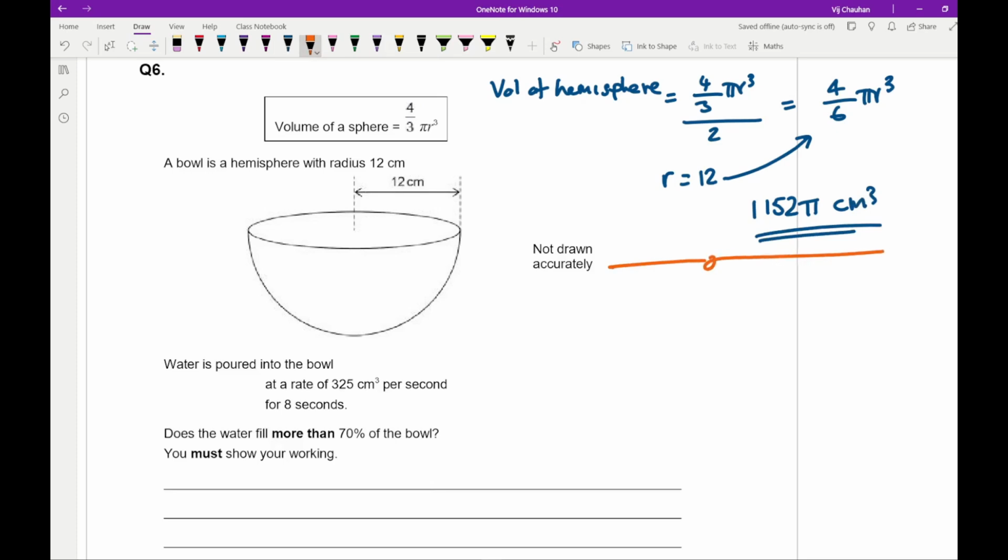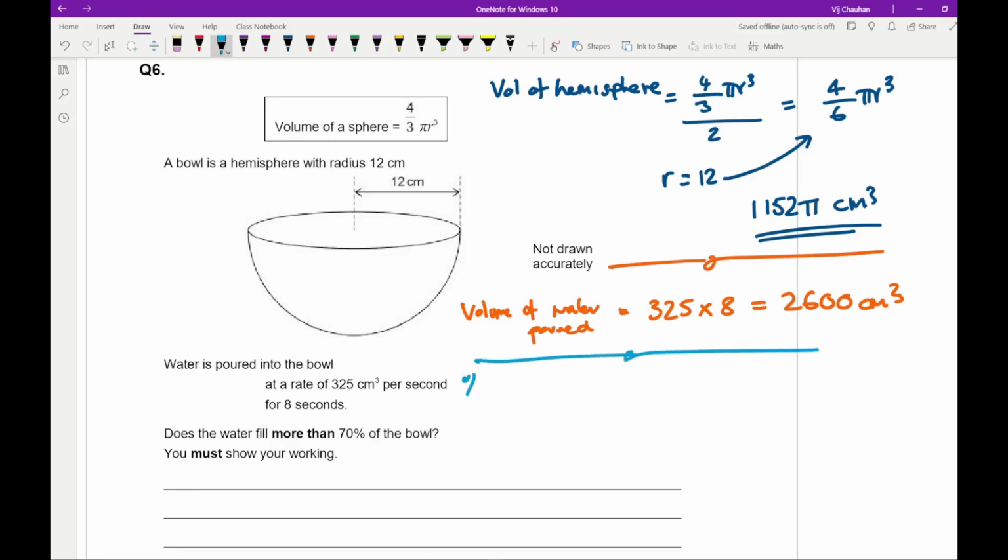So the next thing for me to do is to find out the volume of the water poured. So we've been told it's going to be 325 cubic centimetres for 8 seconds. So it's going to be 325 multiplied by 8, which gives me an answer of 2,600 centimetres cubed. So now all we need to do is work out the percentage of the water to the bowl. So to work out that percentage, we need to do how much is poured, which is 2,600, divided by the total volume, which is 1152 pi, and we're going to multiply that by 100.